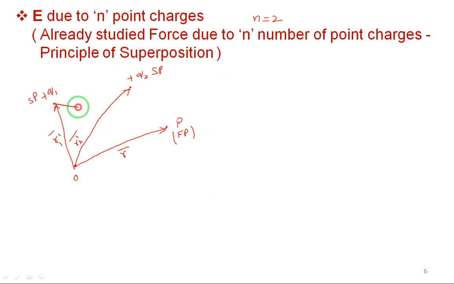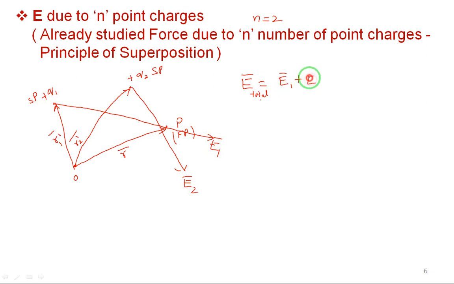So due to charge Q1, I will join it here. The electric field intensity I will call E1. Due to Q2, I will call it E2. Then the total electric field intensity at point P is given by E total is equal to E1 plus E2. Yes, this is the formula.